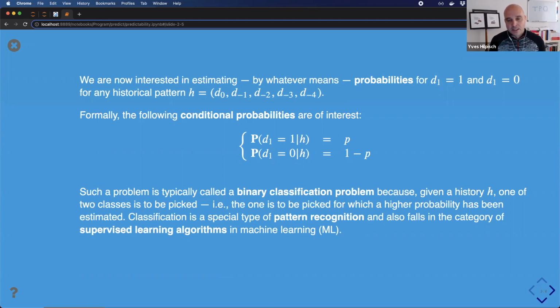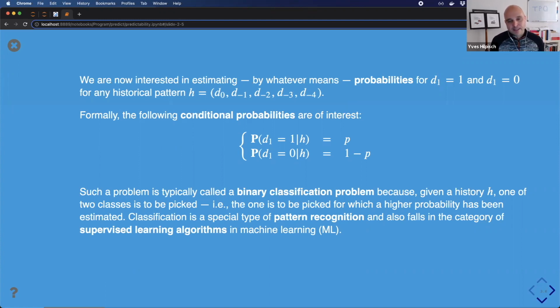So in this simple binary setup, we have P and 1 minus P as the probability. Very simple, traditional case. And from a machine learning point of view, this is what is called binary classification. We just have to pick one of two that we consider the most likely thing to happen. Given a history H, just one of two classes needs to be picked. So given the probabilities that we somehow estimate, we pick the one to which we attach a higher probability, right?